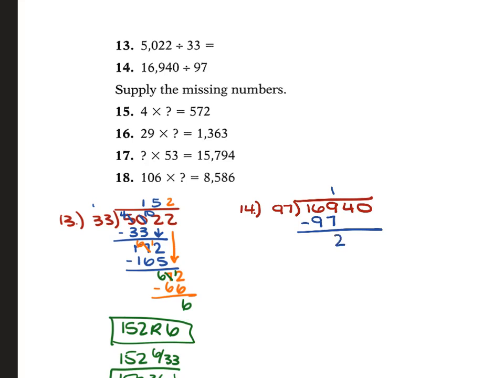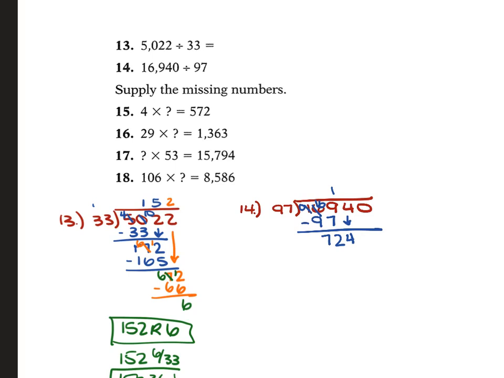9 minus 7 is 2. 6 minus 9 I cannot do, so this becomes a 16. The 1 becomes a 0. 16 minus 9 is 7. So 72. I am going to bring down that 4. And I'm going to ask myself, 97 goes into 724 how many times? Well, 9 times 7 is 63, and that's less than 72. If I did 9 times 8, that is 72. It's going to be too big because I have that 7 that I'm also multiplying by.